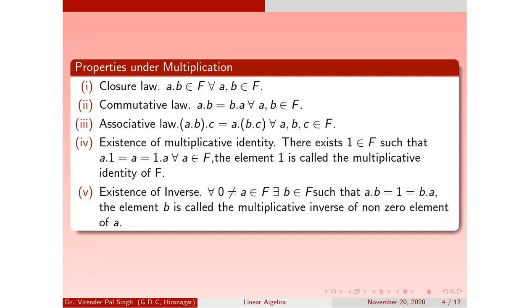Then the associative property: A dot B dot C is equal to A dot B dot C. Again, the existence of multiplicative identity. There must exist such an element which, when multiplied with every element of the field, gives that element of the field. We generally denote it by 1. 1 belongs to F such that A dot 1 is equal to 1 dot A.